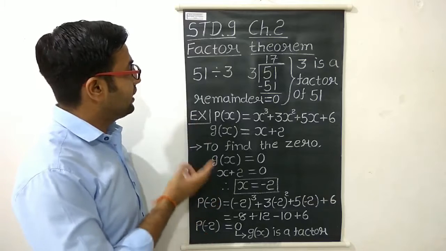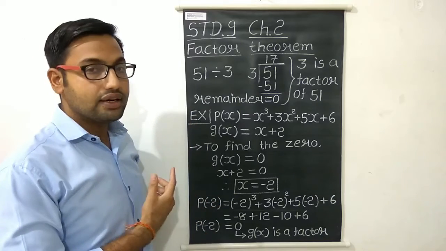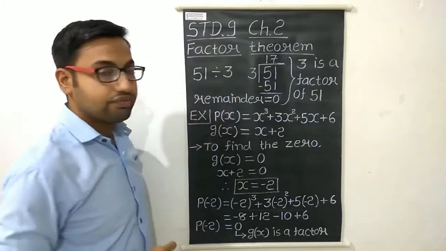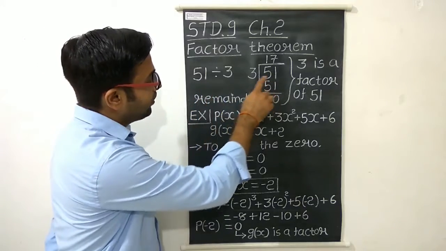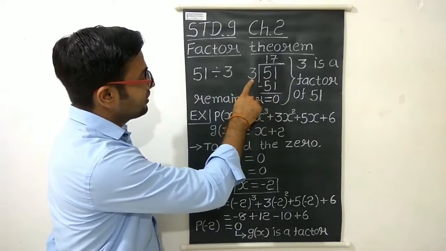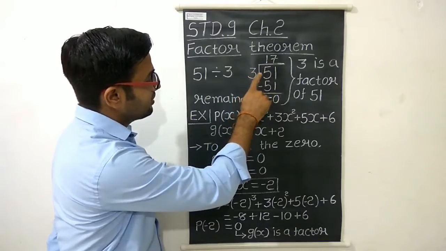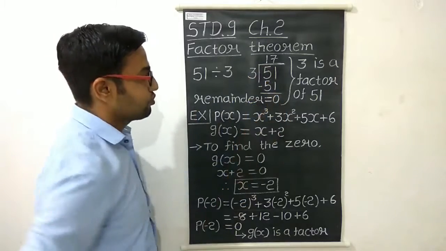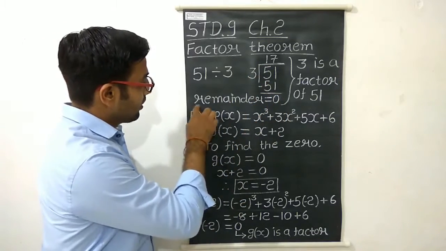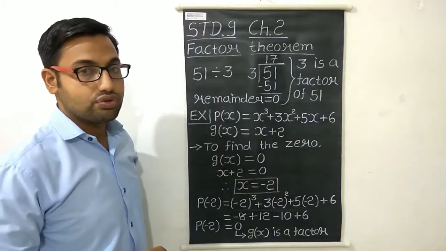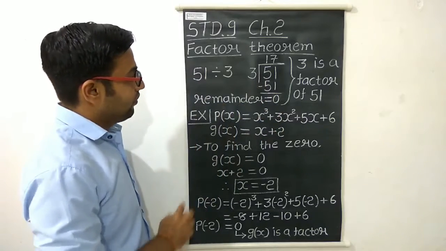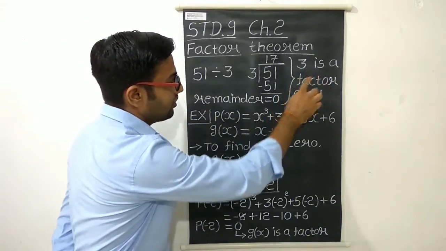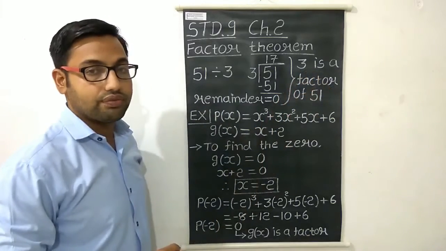First of all, let us understand this theorem by taking digits. Suppose we want to divide 51 by 3. By dividing 51 by 3, what will you get? 17, 3 17s are 51, and the result we get is 0. So our remainder is 0. From this division, we can say that 3 is a factor of 51.